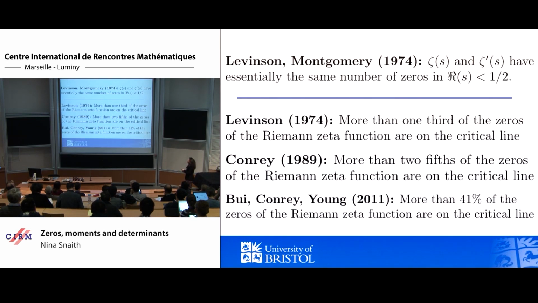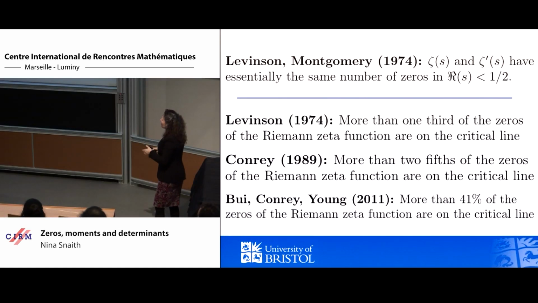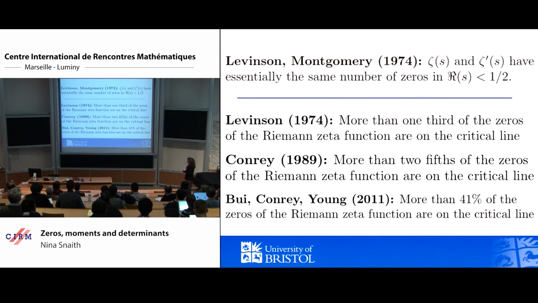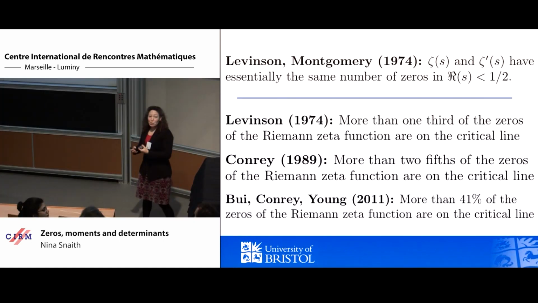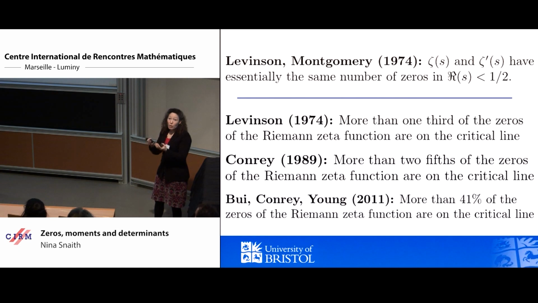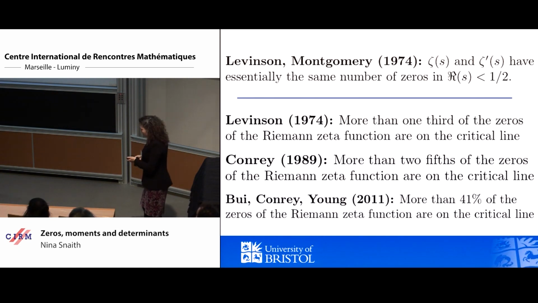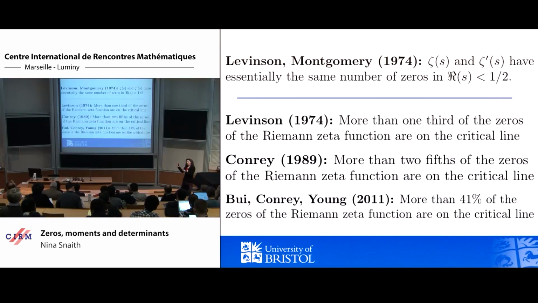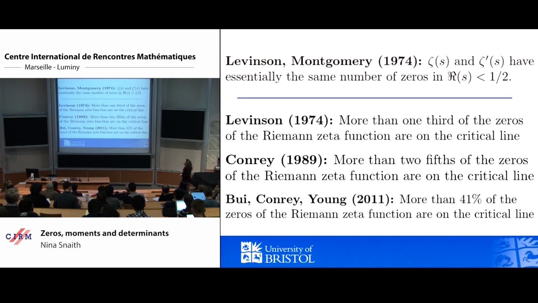And then, very slowly, if you look at the years here, that fraction has crept up. Conrey in 1989 has more than 2/5 of the zeros of the zeta function lying on the critical line. A team in 2011, more than 41% of the zeros of zeta lie on the critical line. So the progress is slow, but it is a method that gives you some results in the direction of proving the Riemann hypothesis. So this is to motivate you to believe that studying the zeros of the derivative of zeta is a valuable thing to do.